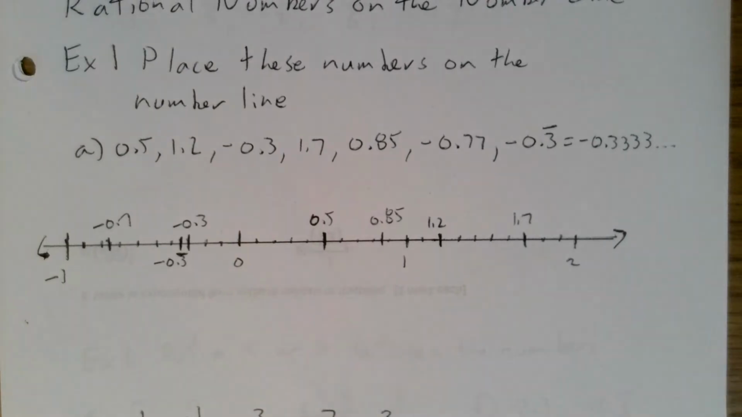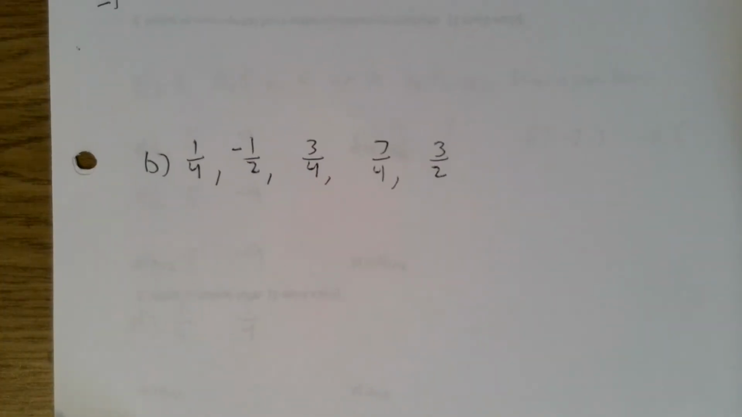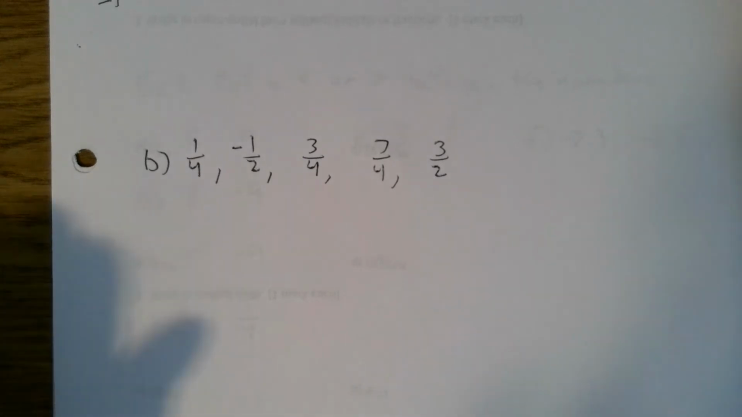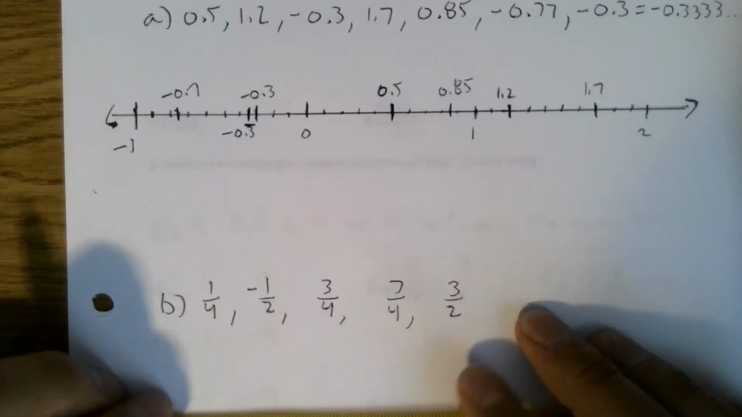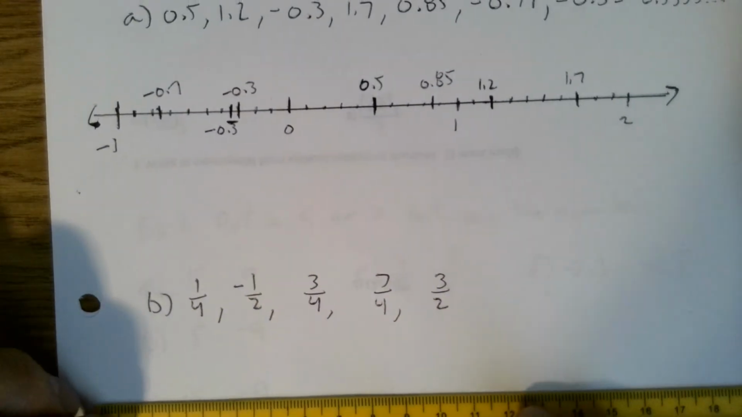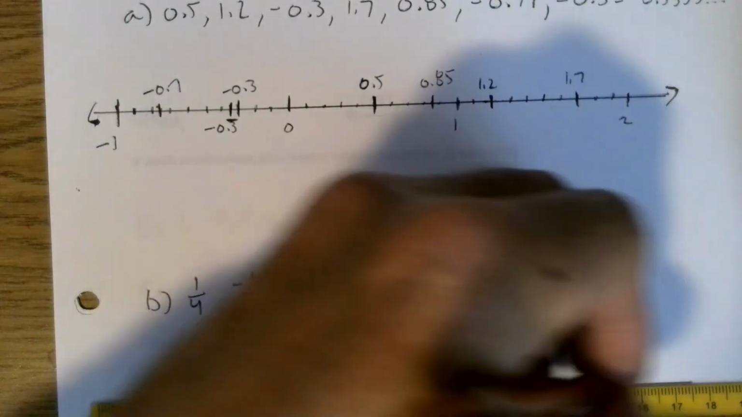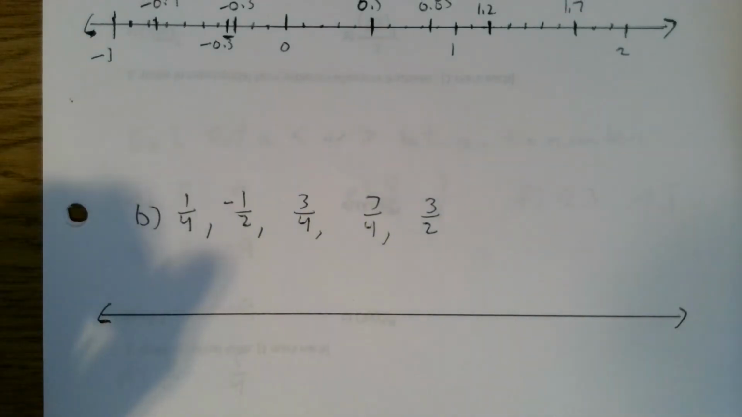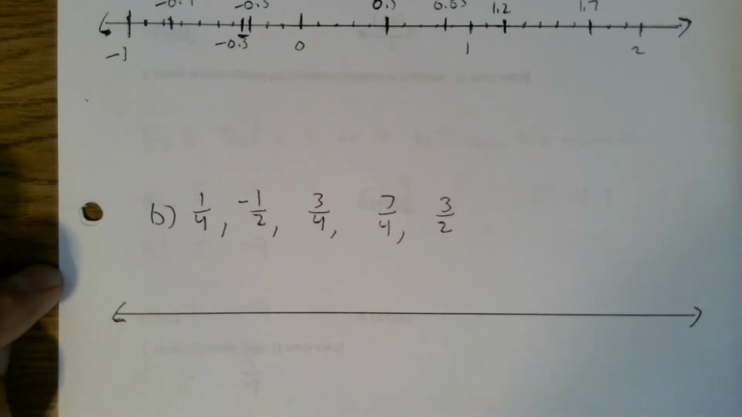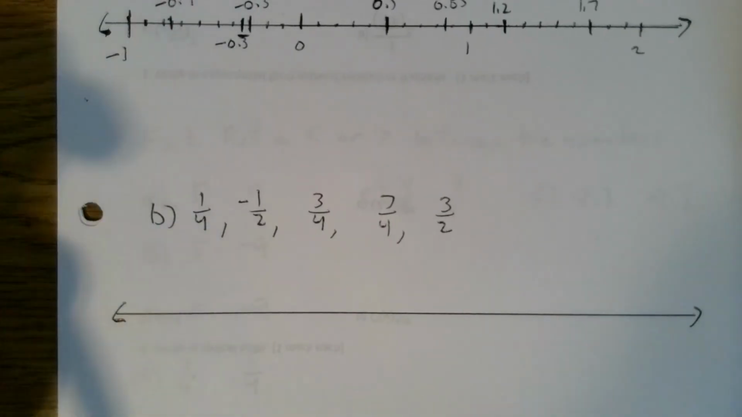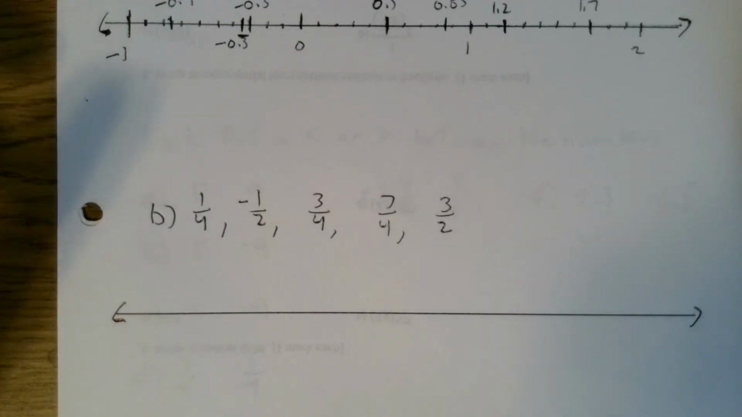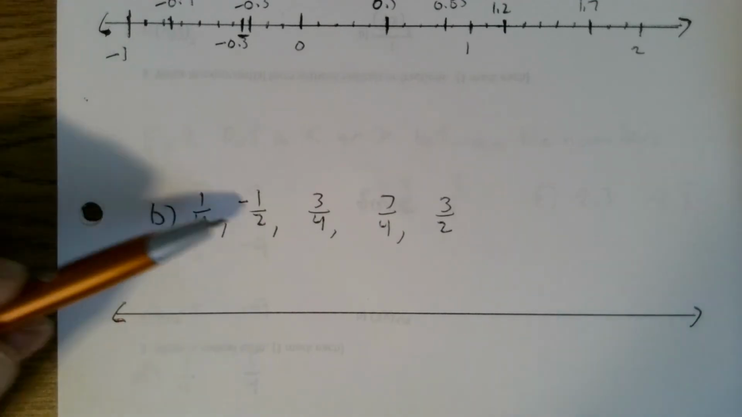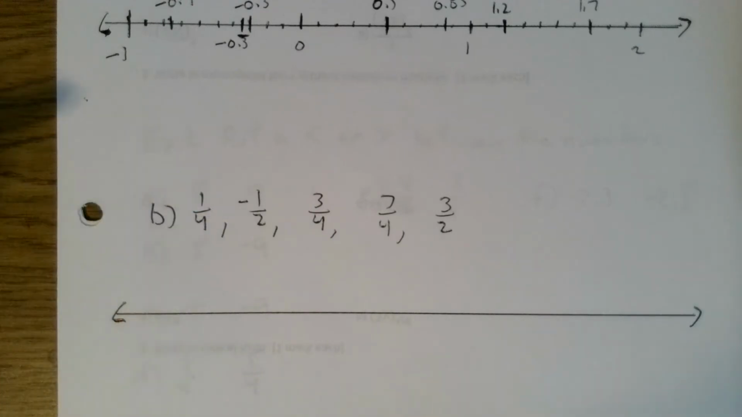Okay, let's have a look at B. So this time we have fractions, not decimals. So let's start by drawing our number line. Nice long one. And on the last question, we had 10 spaces in between because we were working with decimals. This time, we're going to want to figure out what the lowest common denominator is. So in this case, you can probably see the lowest common denominator is 4. So that's how many spaces we want in between this time.